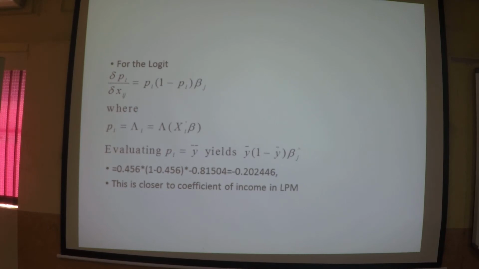So, for the logistic model, from this model, you see that the partial derivative of p i with respect to x ij is p i into 1 minus p i into beta j. Right, why is that so?